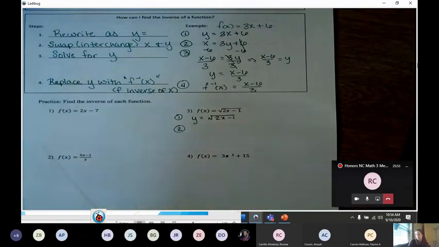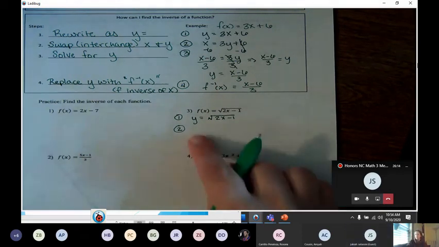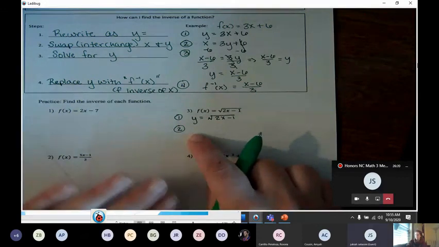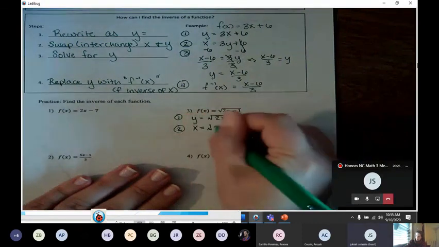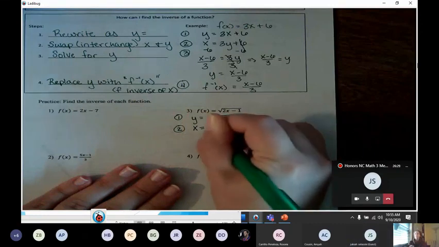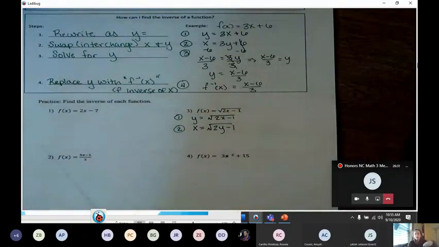All right. Now step 2. Jukai, are you there? Yeah. All right. So step 2 says swap or interchange x and y. So what am I going to write for step 2 on this problem? Sorry. Can you ask that again? Yeah, of course. So what am I going to write for step 2 here? I'm swapping x and y. X equals the square root of, yeah. Yep, perfect. Good. Thank you very much, Jukai.